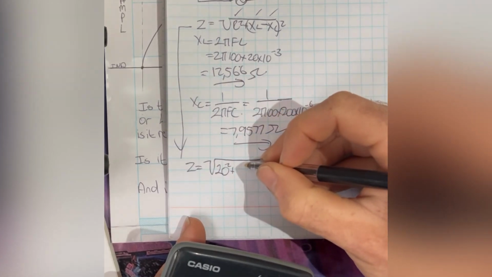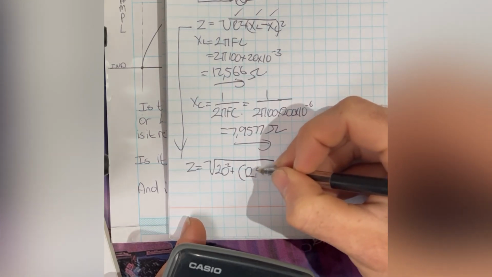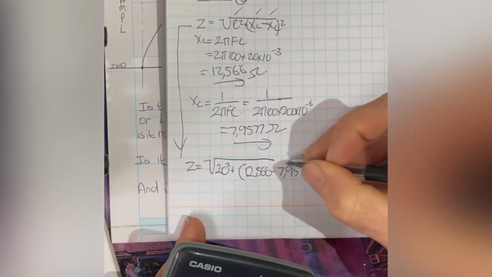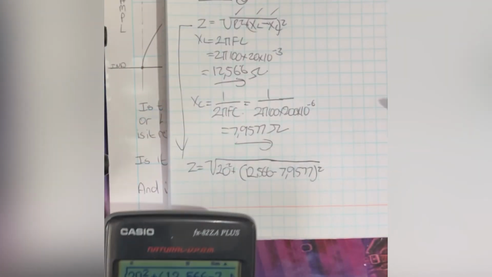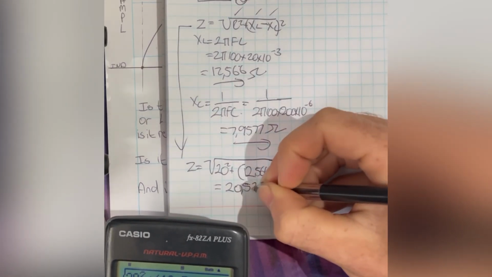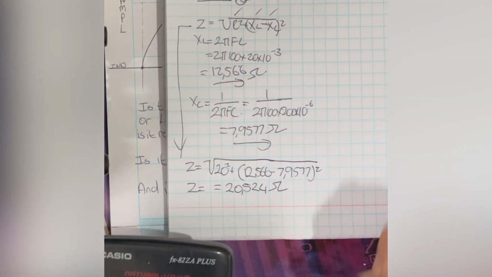Then we calculate our Z, where our formula for Z is over there. It's going to be the square root of 20 squared plus the larger of the two, which is still XL, 12.566 minus 7.9577, squared. Which is then equal to 20.524 ohms, the total impedance.